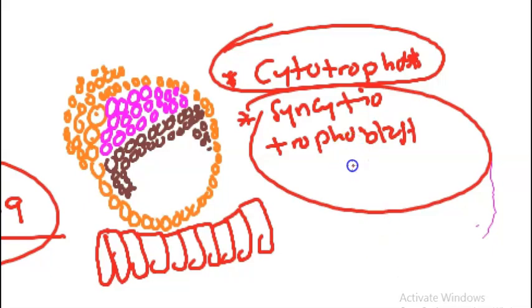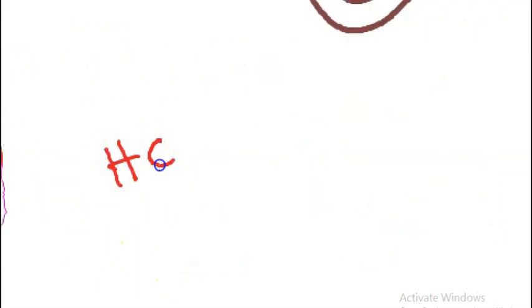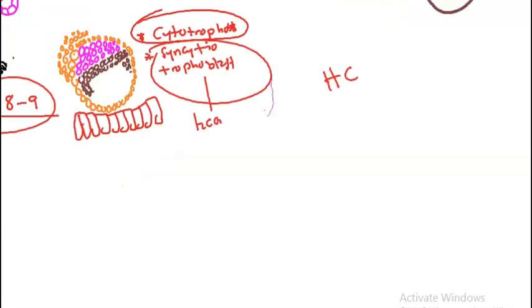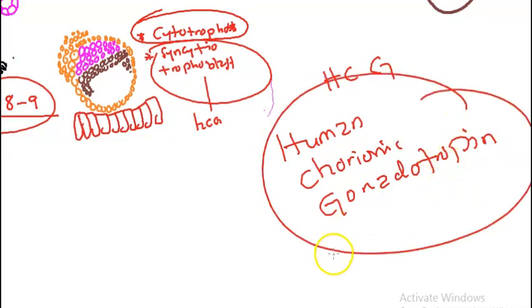And this produces what we call the HCG, which is the human chorionic gonadotropin. And notice that this is an essential hormone for maintaining the pregnancy. So what really happened at day 10?